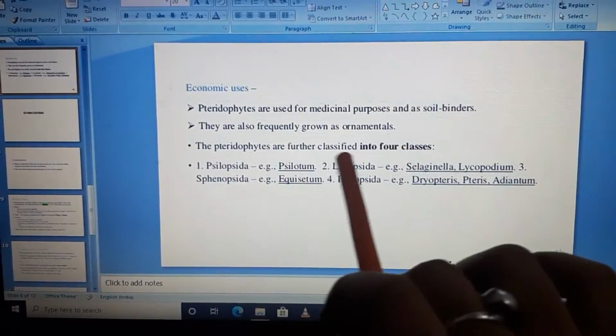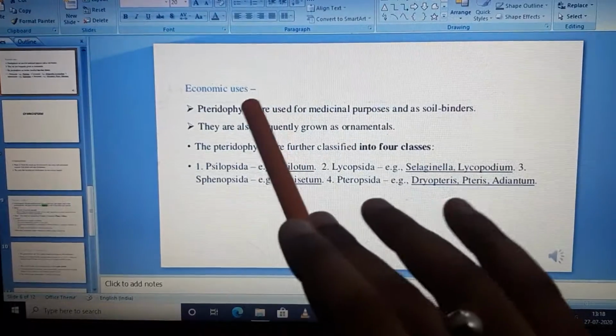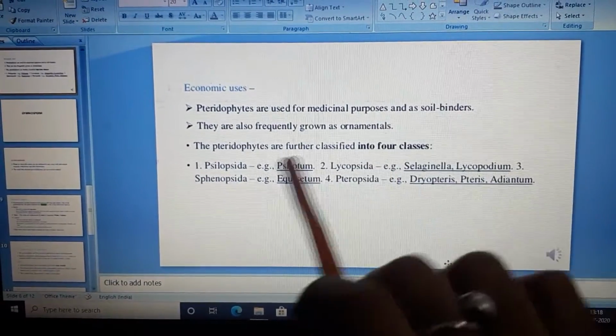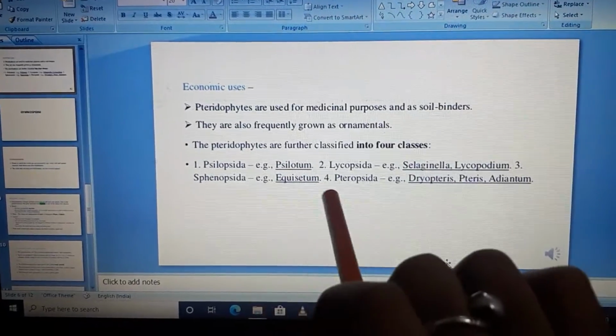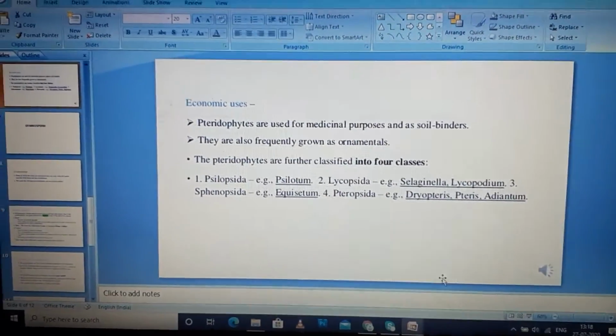Further, pteridophytes are classified into 4 classes. You just have to remember the classes, not in detail. Psilopsida, Lycopsida, Sphenopsida, and Pteropsida, and their examples too.